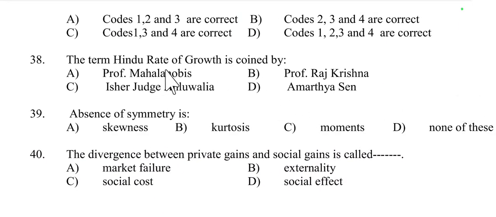Then question number 38, the term Hindu rate of growth is associated with Mahalanobis or Amartya Sen. It is associated with Professor Raj Krishna. Hindu rate of growth refers to the very low economic growth rate of India, typically around 2 to 3% per year, particularly during the period between 1950 to 1980s. This slow growth rate was associated with the economic policies and constraints of that time. It is not related with Hindu; it is related with economic growth, which was very low, so he named it the Hindu rate of growth.